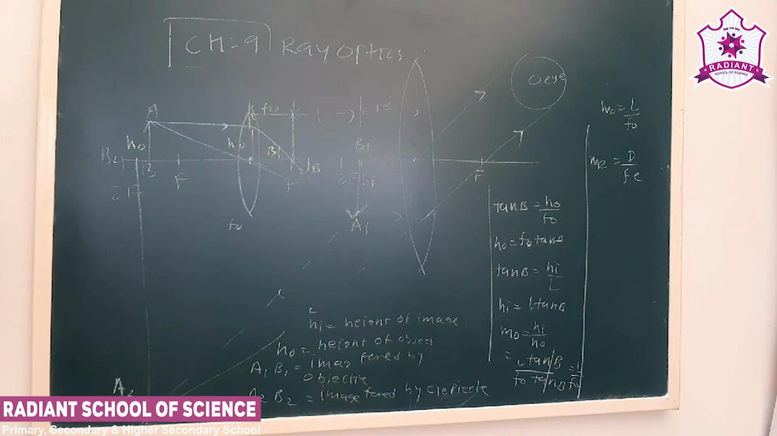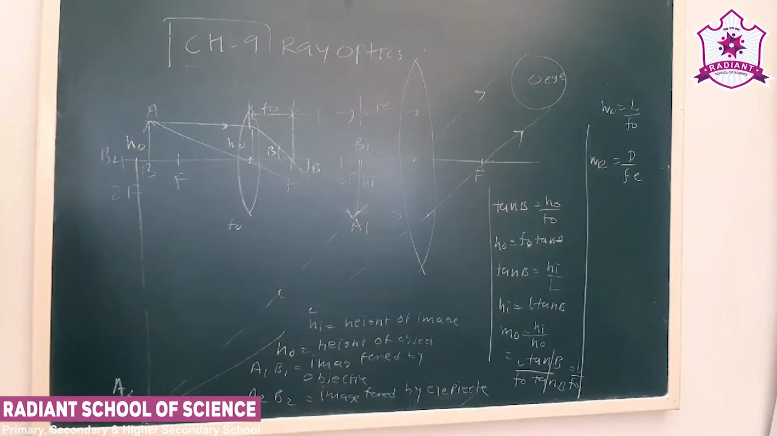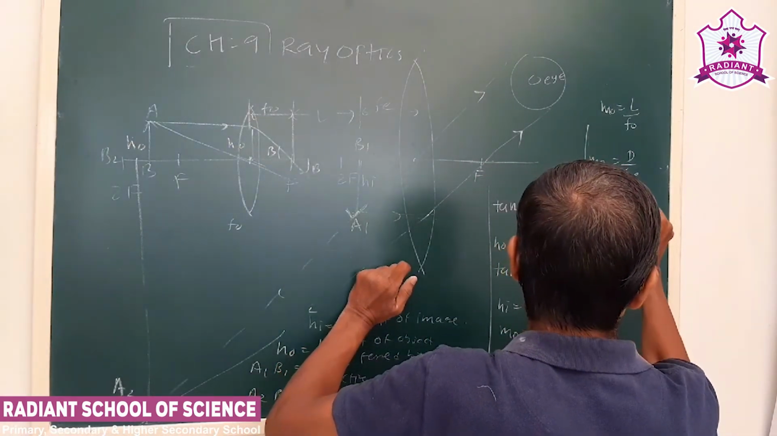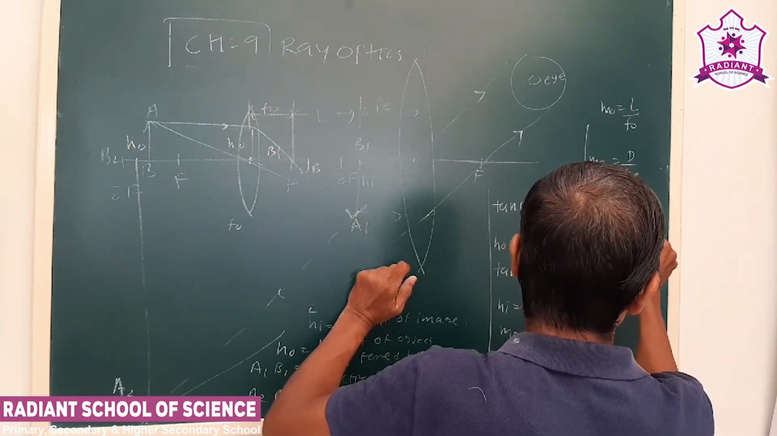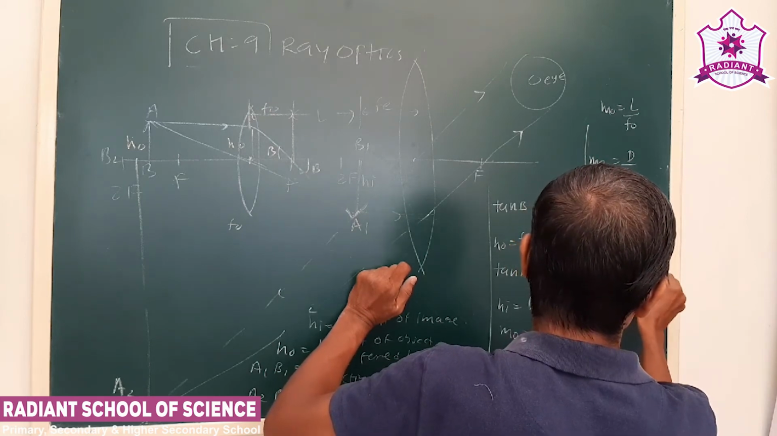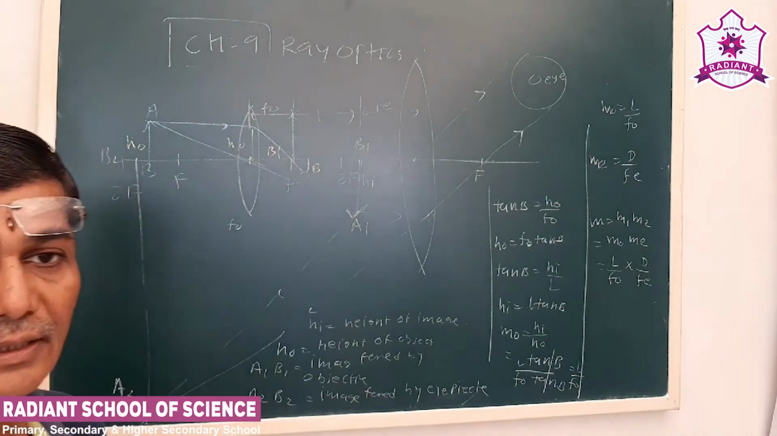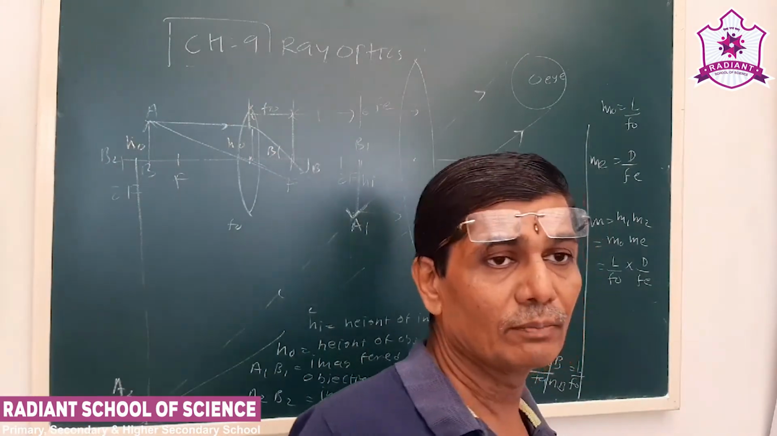Now see D upon Fe, that we have proved just now, when the image is formed at infinity. For a combination of lenses we have proved M is equal to M1 into M2. So here also it will be M equals Mo into Me, that is L upon F0 into D upon Fe. So this is how we can obtain the equation for the magnification due to a compound microscope.